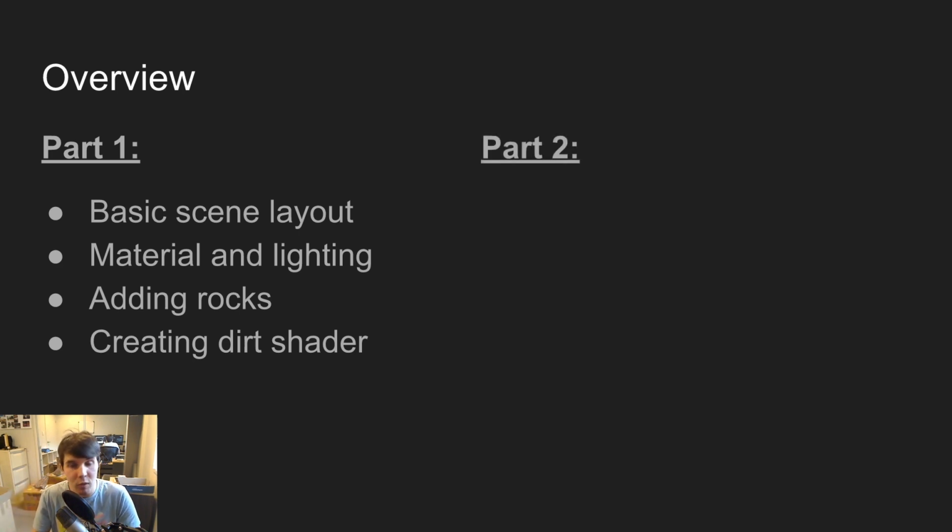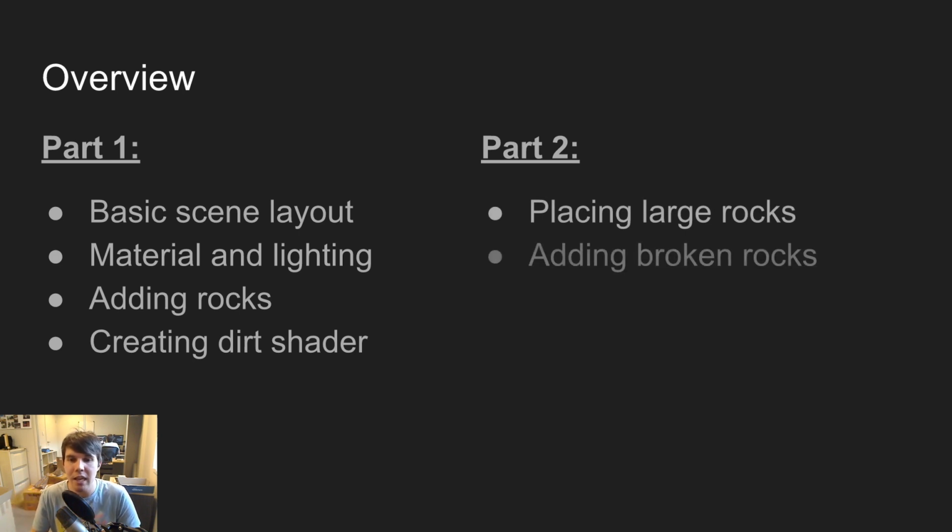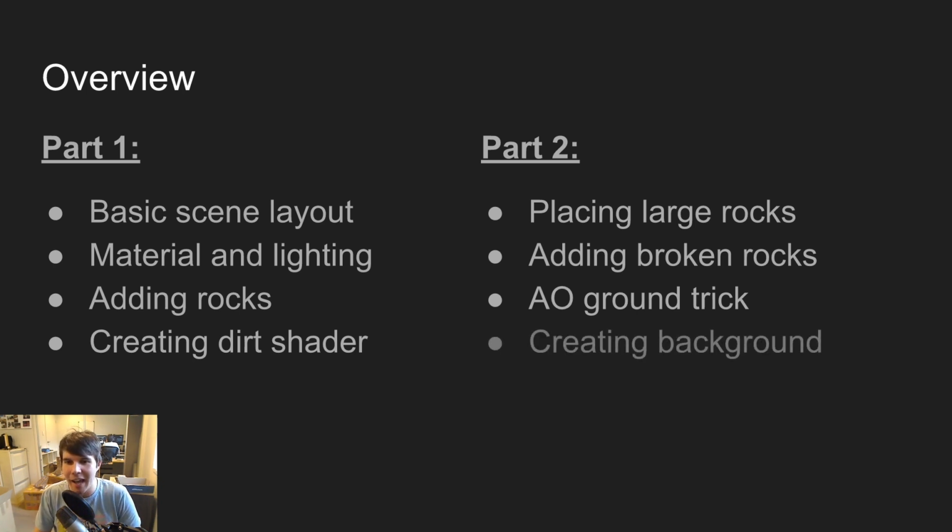Part two, which is the next video, is we're going to then start with placing some larger rocks into the scene, adding some broken rocks around it to make it look more realistic, using a special trick called the AO ground trick to make it look like sweeping dirt is crowding around each rock, which is kind of cool. Then we're going to be creating the backdrop, quite simply, really, and then finally doing some final compositing, adding in the dust, atmospheric haze, color grading, that kind of stuff. So there's a lot of stuff here. That's why I've given you all these little chapter marks here so that you can jump to those spots.